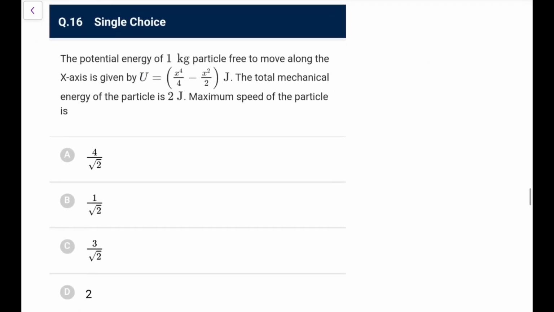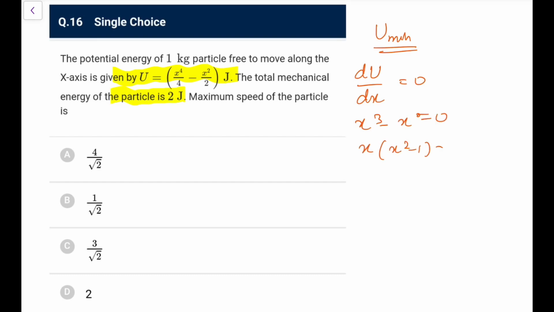Next one. The potential energy of a 1 kg particle free to move on the x-axis is given by this. Total mechanical energy is 2 joule. Maximum speed. So for maximum speed you need K max and U minimum. So for U to be minimum, du by dx should be 0. So what we get, x cube minus x equals 0, so x square minus 1 is equal to 0. So we get x equal to 0, plus 1 and minus 1.